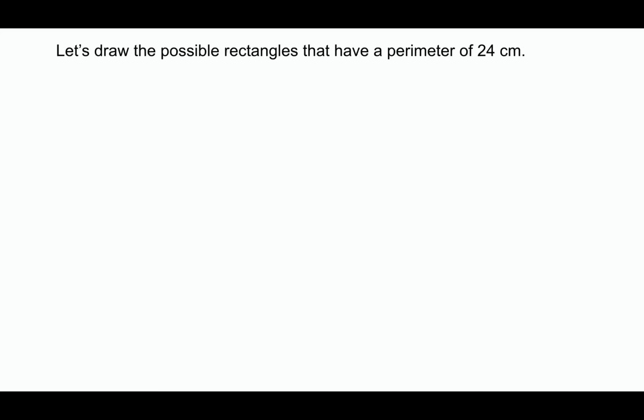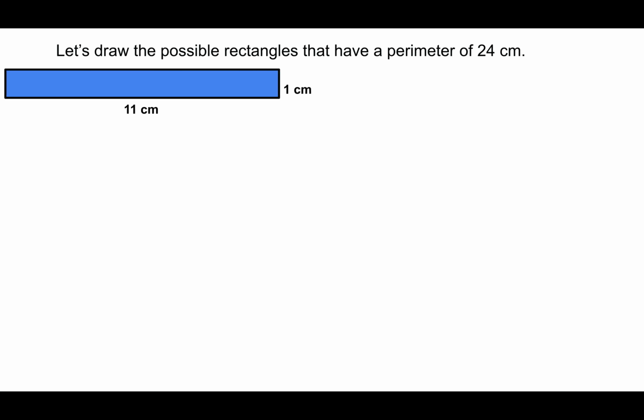Hi, mathletes. Today we're going to investigate maximum area. So let's draw all the possible rectangles that have a perimeter of 24 centimeters. We're only going to use whole numbers. So remember, perimeter is the distance around.